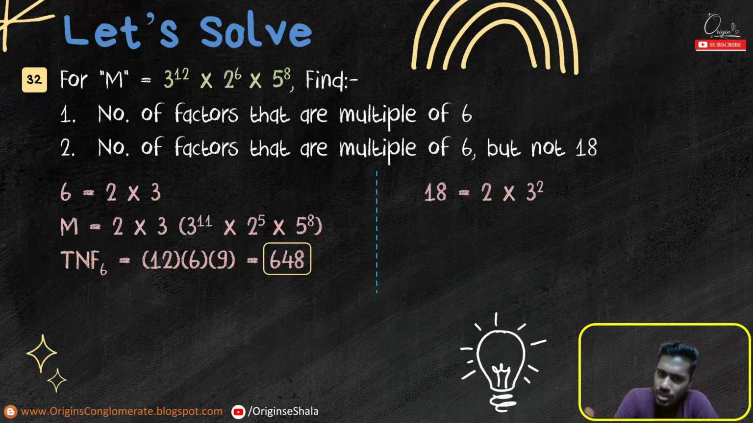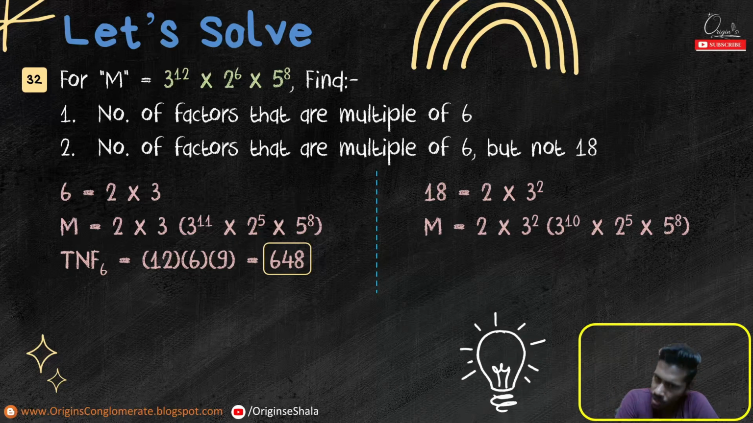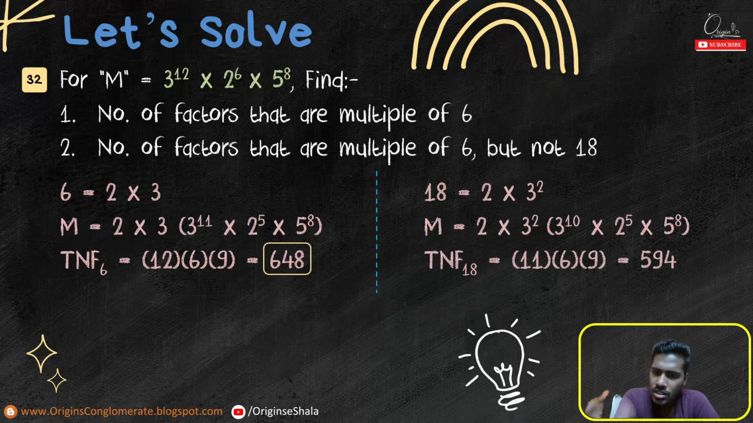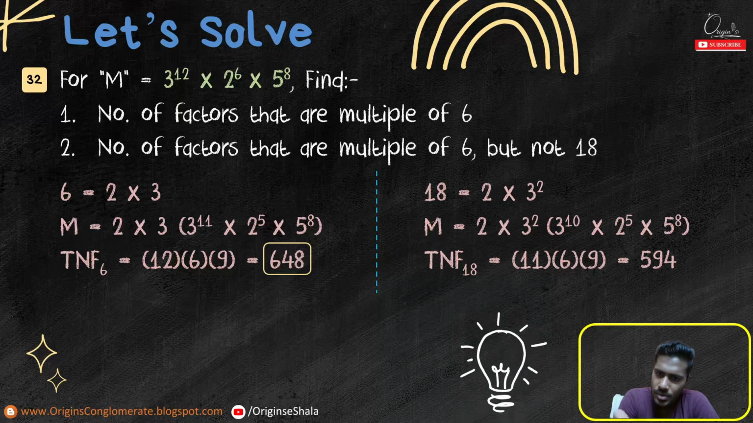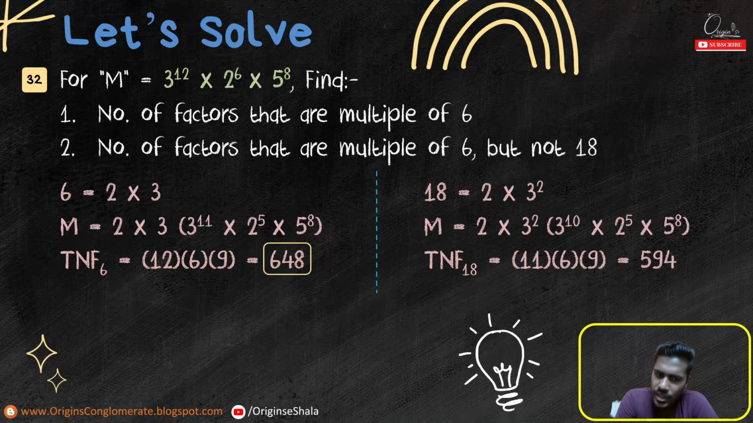Well, again, we will do the same thing. 18 is basically nothing but 2 into 3 square, right? Because it is 6 into 3. So this time around, I will do the same thing. I will separate 18, or rather the factors of 18 from it. So again, the only thing that is changing is the power. So I will be left with 11 into 6 into 9. So 594 is my total number of factors for 18.